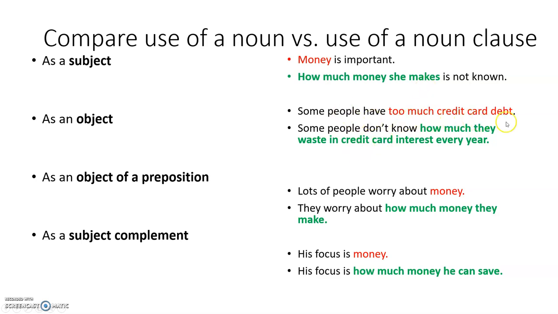"Some people have too much credit card debt." That's an object. But the noun clause below is also an object. "Some people don't know how much they waste in credit card interest every year." Okay, then you can see examples with object of a preposition and subject complement. So in each case, you can see the noun clause in green. I think you can see that noun clauses help us to add more information. They help us to be a little bit more specific and precise.